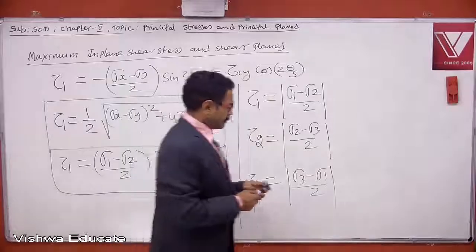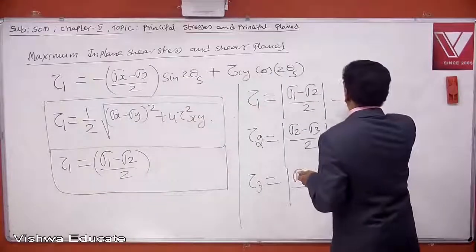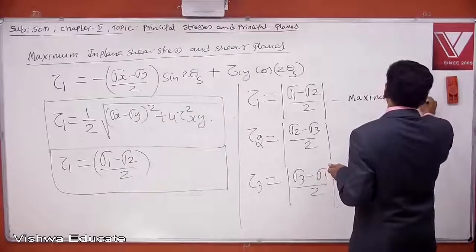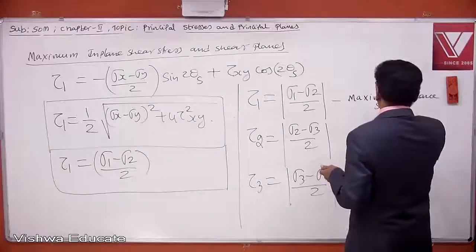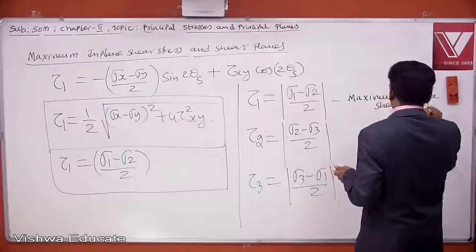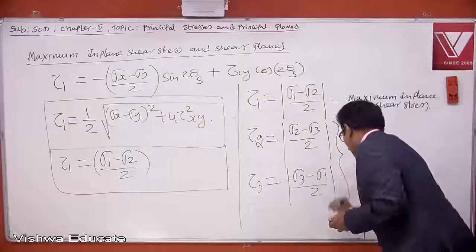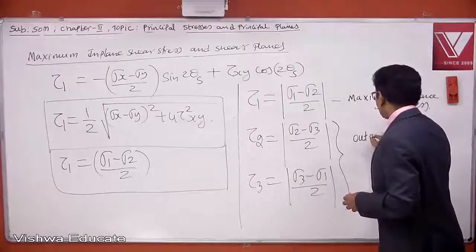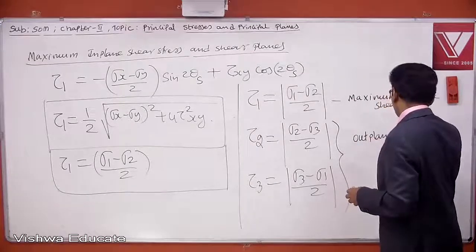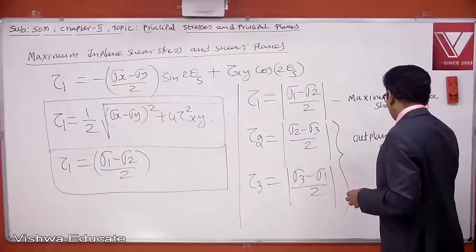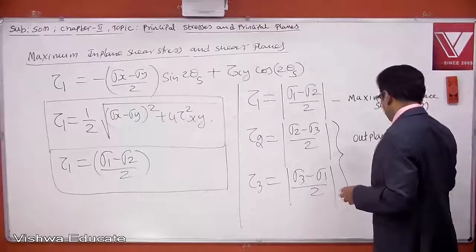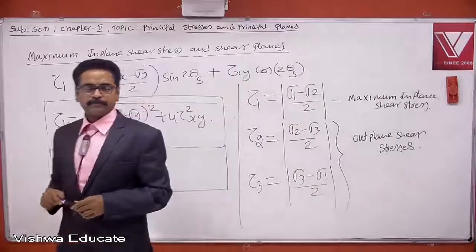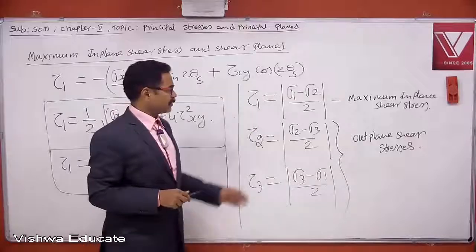Tau 1 is the maximum in-plane shear stress. Tau 2 and tau 3 are referred to as out-of-plane shear stresses. So please copy these three.